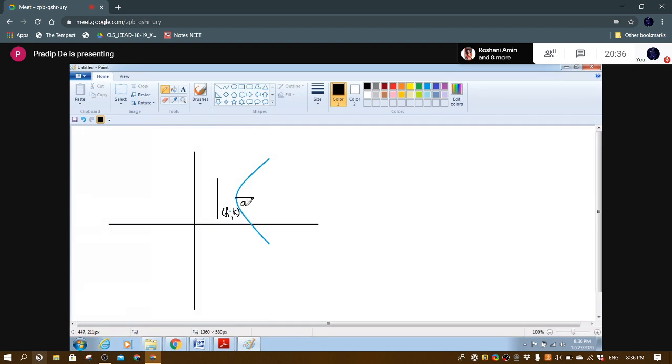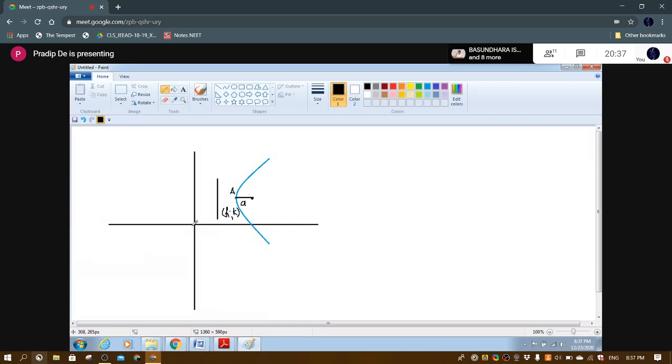Can you find the equation now? Think and tell me. Vertex is at A. How do you find out the equation of this parabola? To find out the equation, we draw another set of coordinate axes.